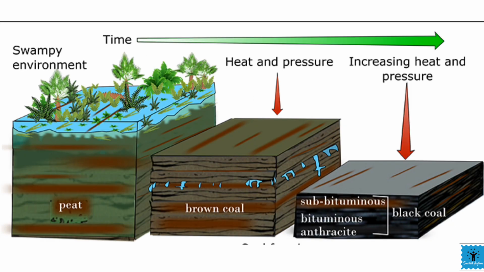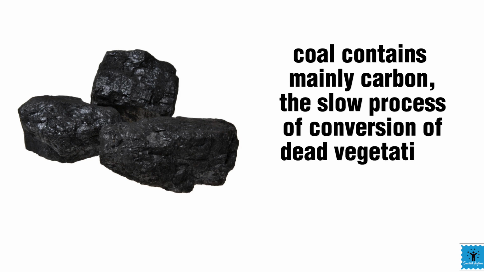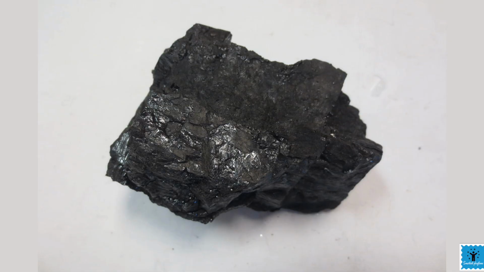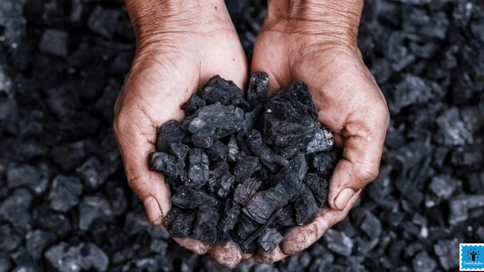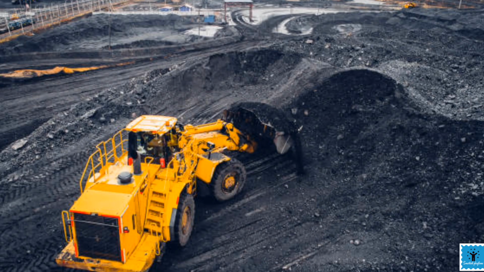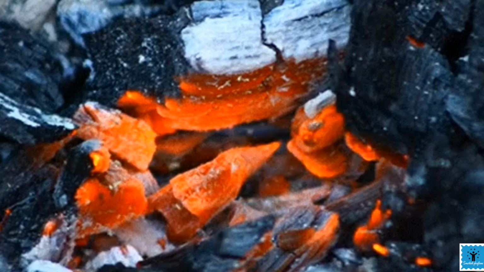The topmost layer compressed the layers below, and due to this high temperature and high pressure, dead plants got slowly converted into coal. Coal mainly contains carbon. The slow process of conversion of dead vegetation into coal is called carbonization. Since it was formed from the remains of vegetation, coal is also called a fossil fuel. You can see a coal mine here and how coal is extracted from the mine. When we heat coal in air, it burns and produces mainly carbon dioxide gas.